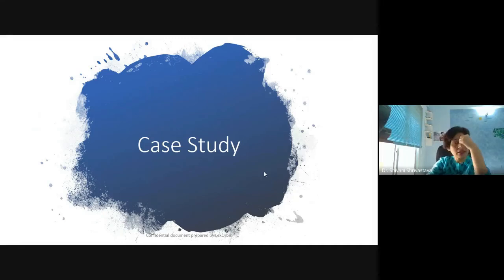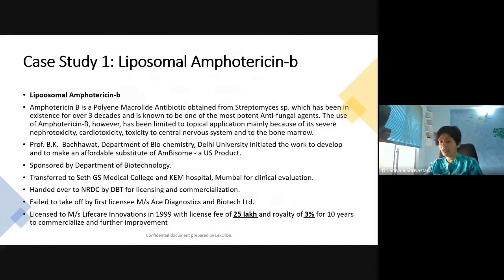So let's discuss some case studies. I have taken two case studies. Those are not recent ones, but old studies. One case study is related to liposomal amphotericin B. Both the studies were handled by NRDC. This is related to an antibiotic obtained from Streptomyces species.